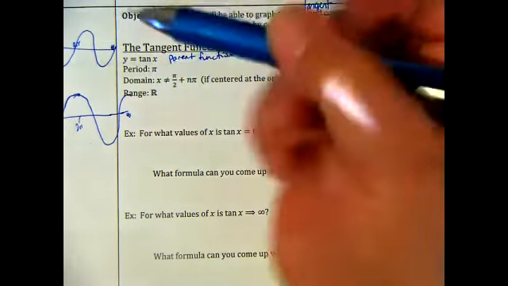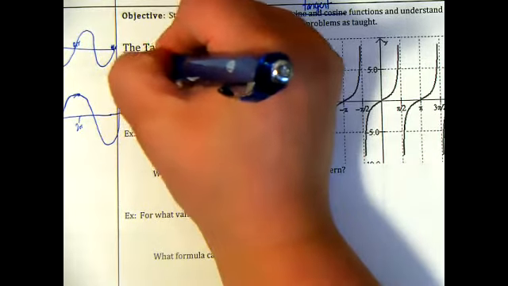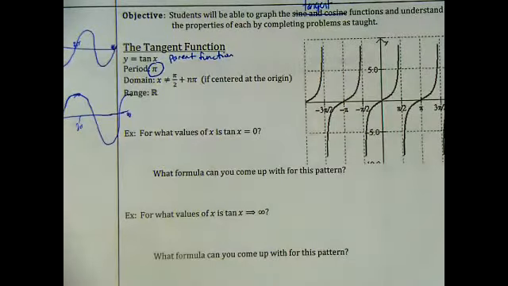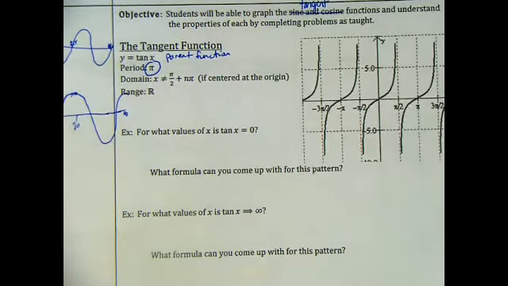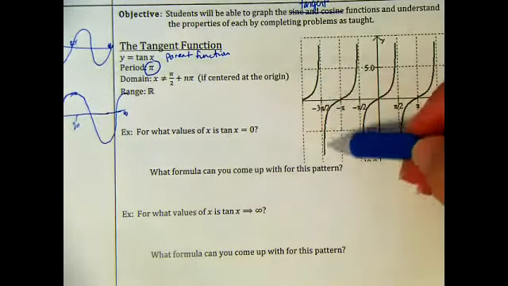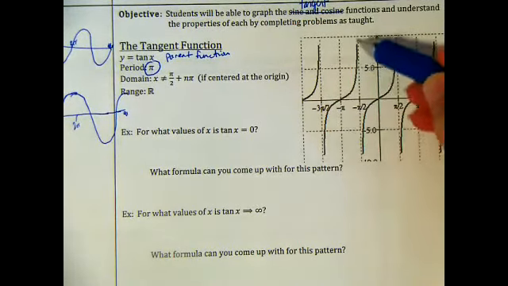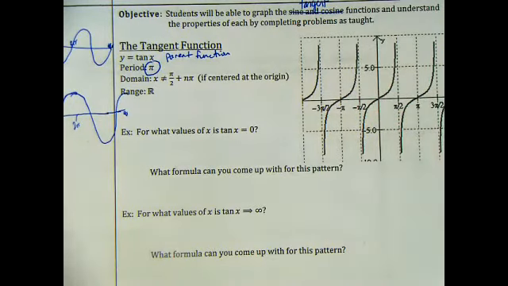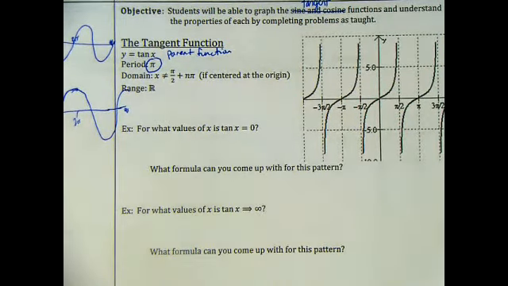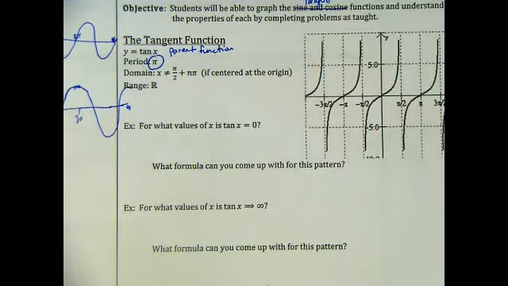Our period now is pi, not 2 pi, pi. So it only takes a distance of pi for a full curve of the tangent curve to occur. It only takes a distance of pi. So every pi distance, our curve is repeating.